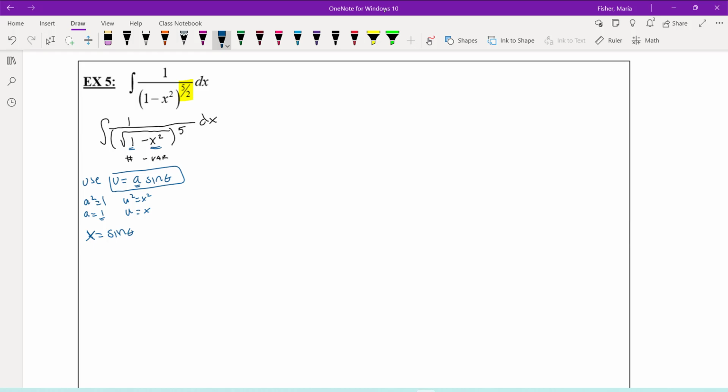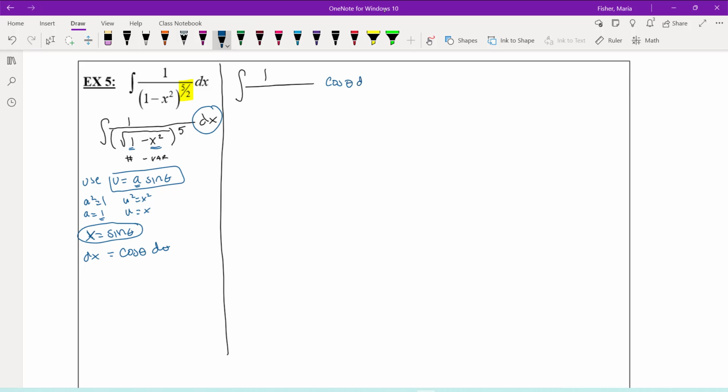Now I have to transform this whole entire integral from an integral in x's to an integral in thetas. So I say the indefinite integral of 1 over, well, if I'm getting rid of dx, I need to take the derivative here of x. Well, the derivative of x is going to be, the derivative of the sine is cosine of theta d theta. So here I write cosine theta d theta. Now I have to get rid of that square root of 1 minus x squared. Well, how do I do that? I do that with a triangle.